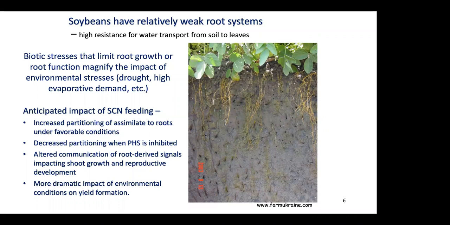So it's sending assimilates down. What happens is there's a depletion of assimilates that would ordinarily go to the roots. That's something we can assume will happen without even going down there to measure it. Decreased partitioning when photosynthesis is inhibited.